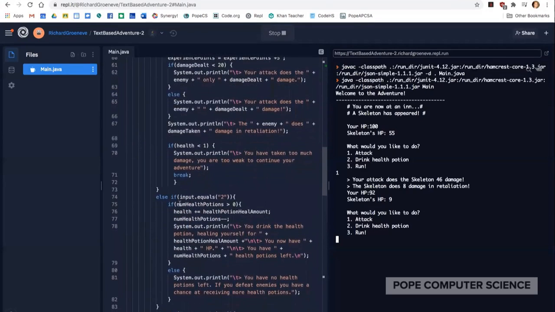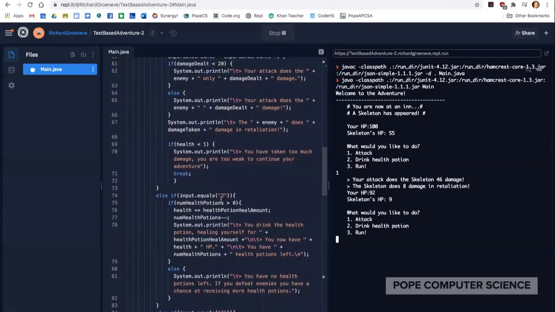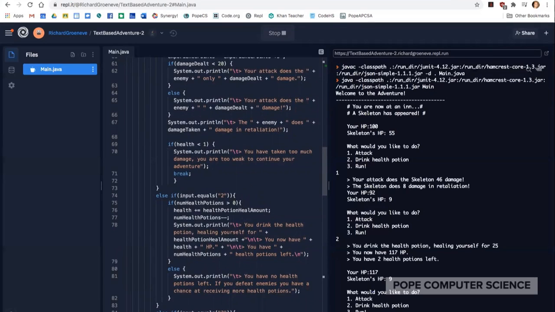If you look at this and it says the user inputs 2 to drink a health potion, and I'm going to do that, you see that it tells you now to have 2 health potions left. It removed 1 health potion.